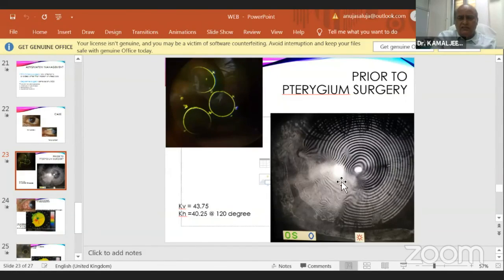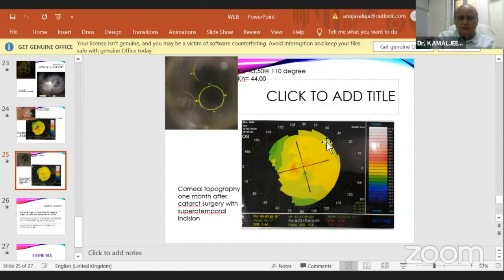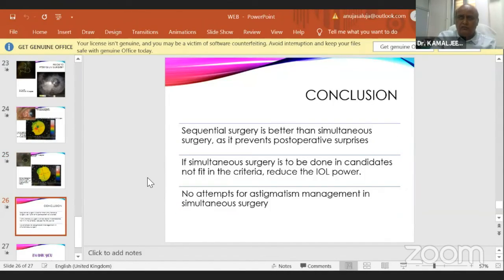Keratometry at times is very irregular in these cases. You can see, and you are not able to do this thing. And if you do a prior surgery, like in this case, the pterygium is there, and this is the topography. You can see there is so much of a steep axis here. And after the surgery, this topography becomes like this, and you can see the astigmatism has reduced. So based on that, you can do IOL power calculation, and finally you can complete the surgery without any problem. Sequential is always better. In a smaller pterygium, you can plan a simultaneous surgery. Thank you so much.